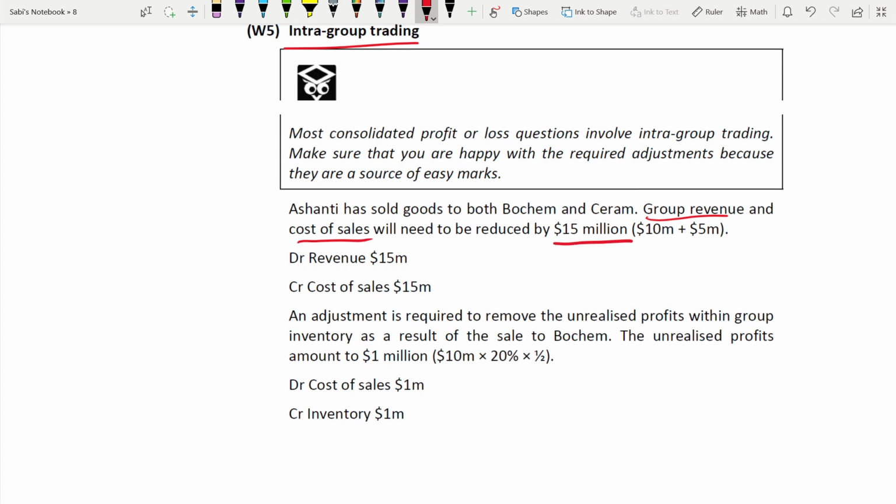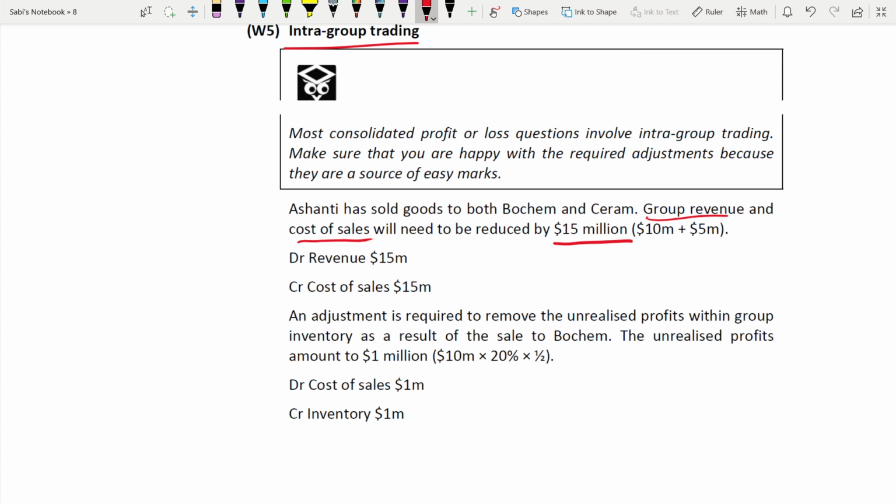How? 10 plus 5. Revenue will reduce because there's no more revenue within the group. Even the cost of sales is not a cost of sales within the group. So there will be no cost of sales, there will be no revenue. That's why it is deducted. And 15 million. How? 10 plus 5.